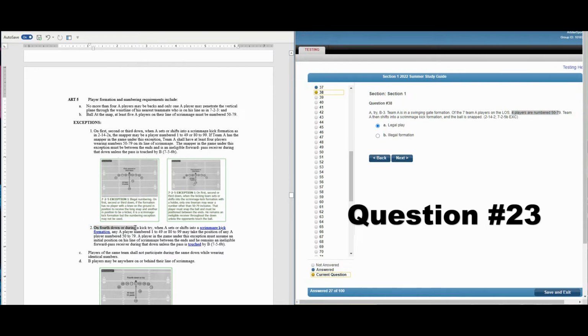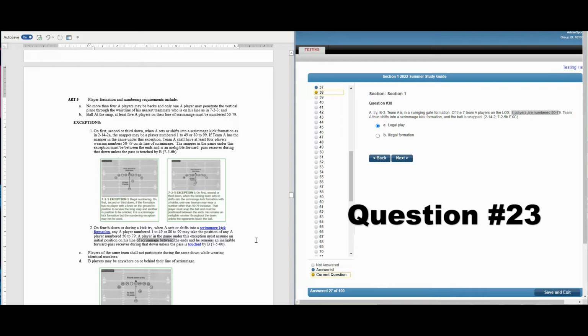On fourth down or during a kick try, when A sets or shifts into a scrimmage kick formation, any A player numbered 1 to 49 or 80 to 99 may take the position of a player numbered 50 to 79. This is actually going to be changed. This is going to be 0 to 49 because 0 is now a legal number. A player in the game under this exception must assume an initial position on his line of scrimmage between the ends, and he remains an eligible forward pass receiver during that down unless the pass is touched by B.